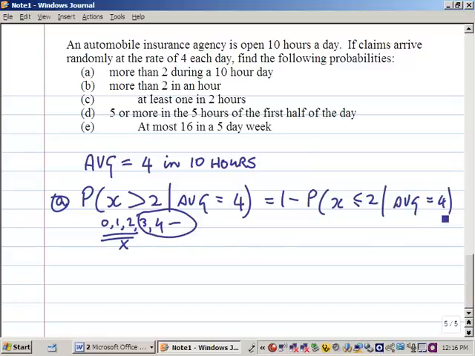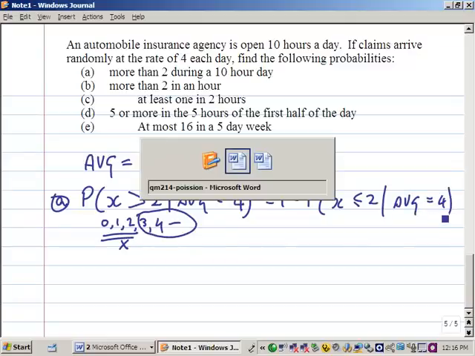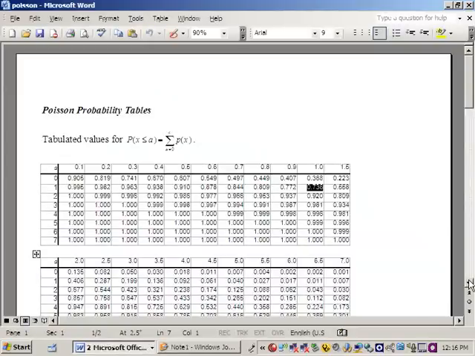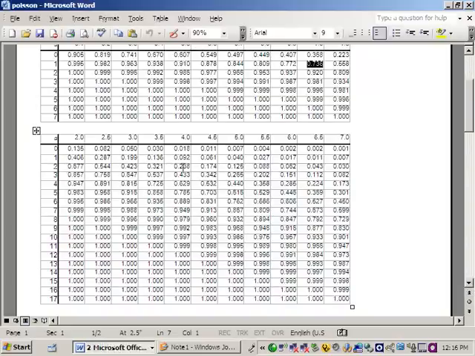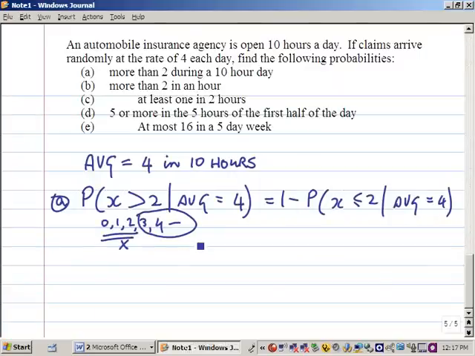average equal to 4. Okay, so let's find our tables. Average of 4, less or equal to 2, is this number right here, which makes it hard to see. That's 0.238. So it's 1 minus 0.238, which is 0.762.